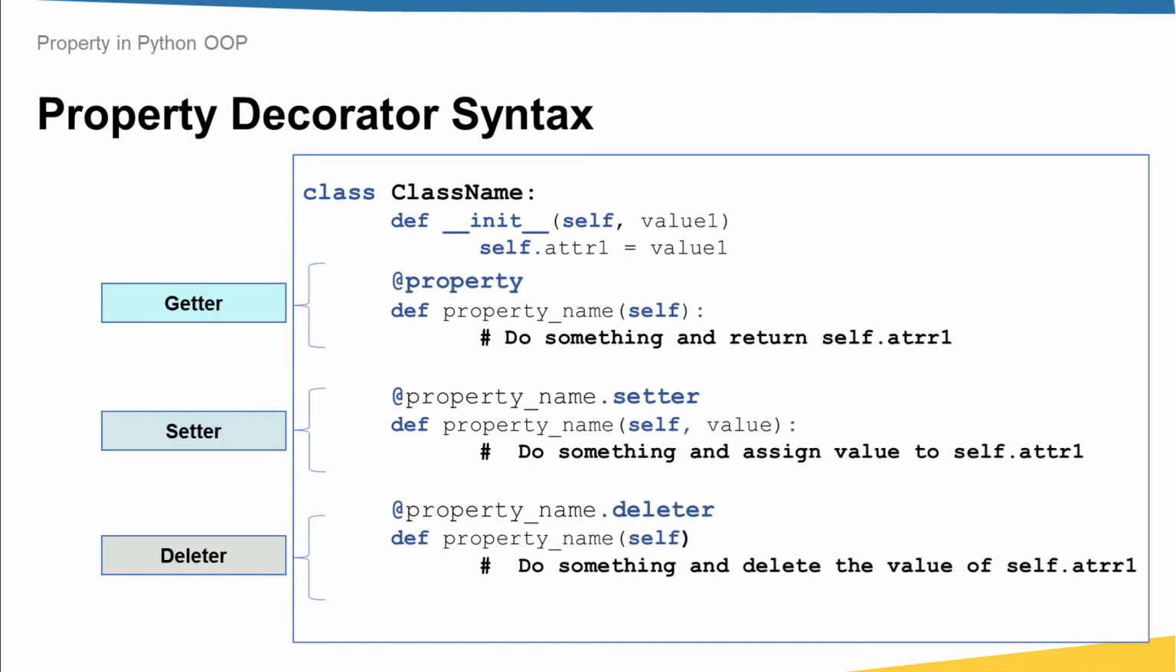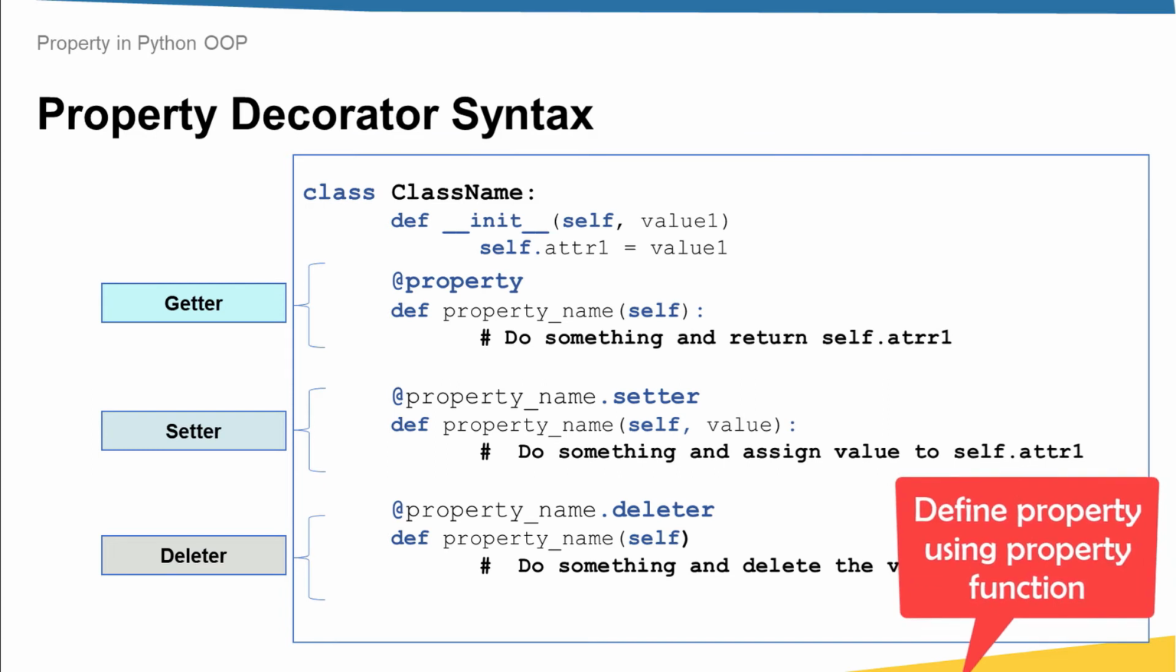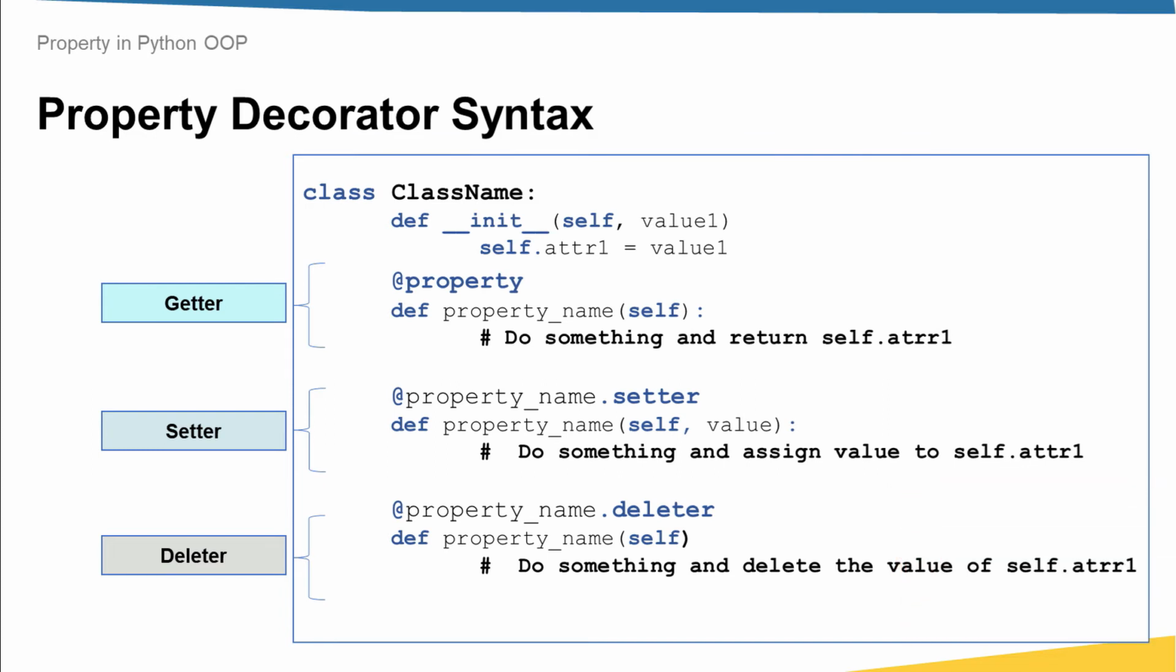Now, before we move to Jupyter Notebook to see some real examples, I want you to know that there is another way to define a property in Python. In the previous slide, I have shown you how you can define a property using the property function, but we can also define it using what we call a property decorator. How can I do that?